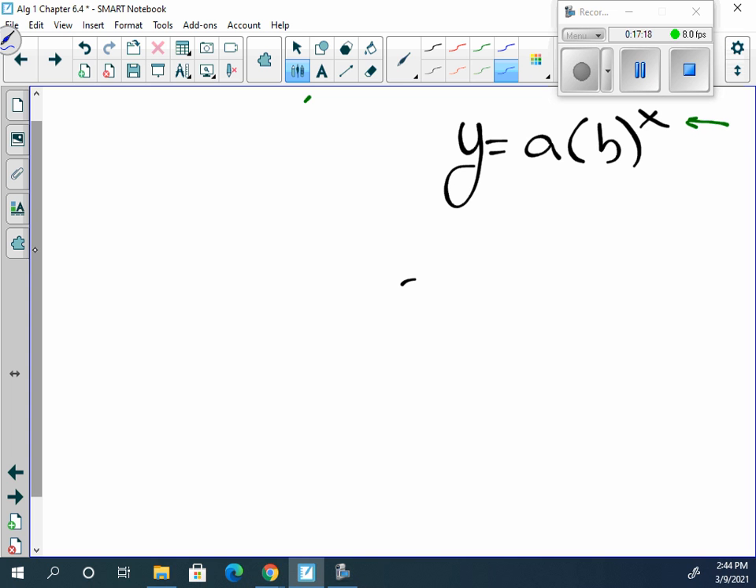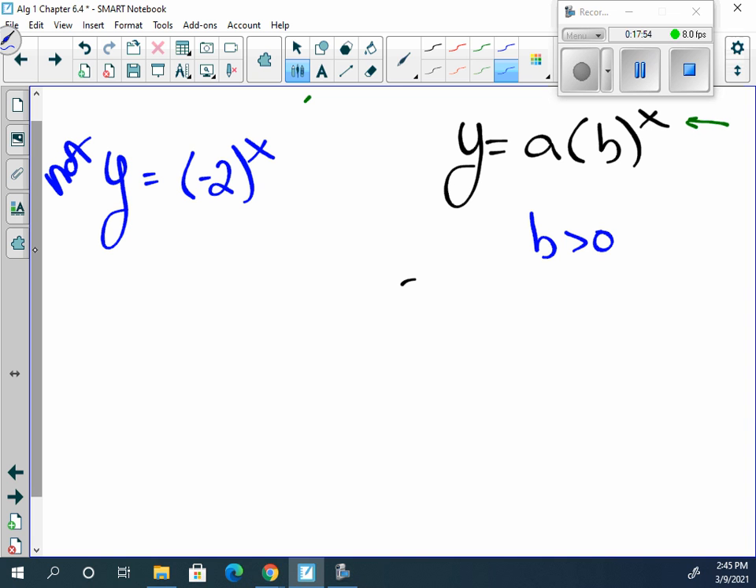All right, guys. How about this one? Y equals -2 to the x. It is in the form a times b to the x, yes? But there's one stipulation. B has to be greater than 0. They're going to throw this in every now and then. So this is not exponential. It is in that exponential form, but b cannot be negative.